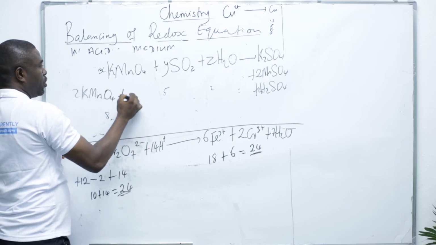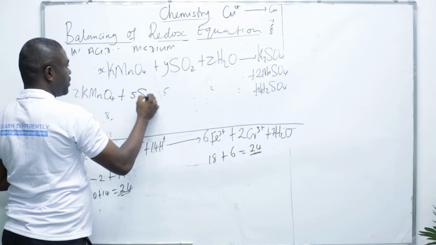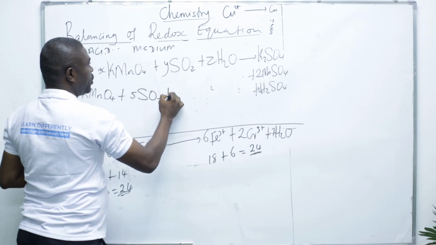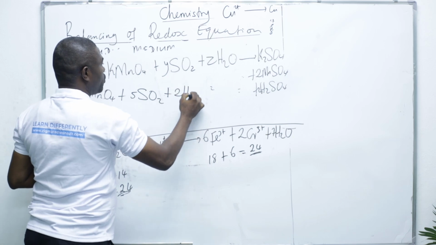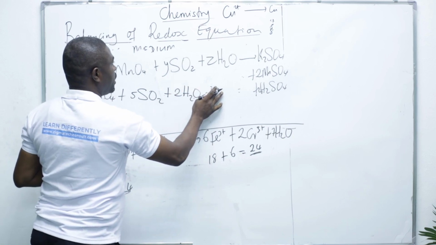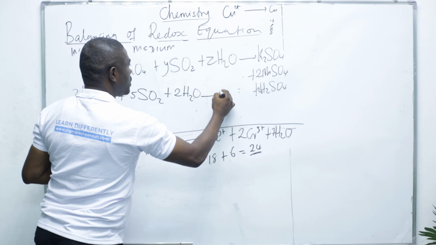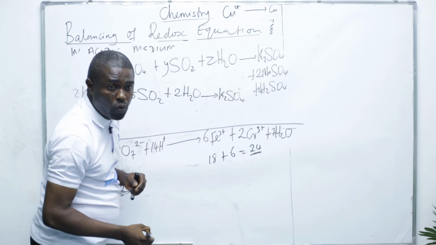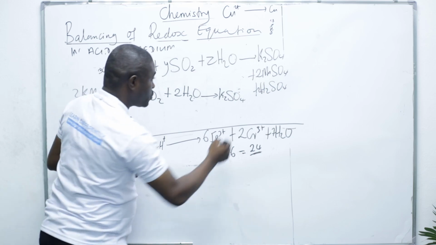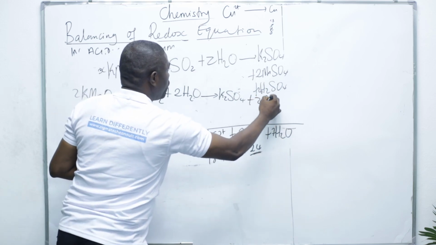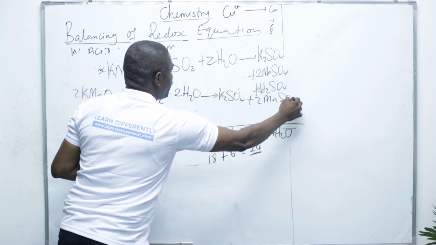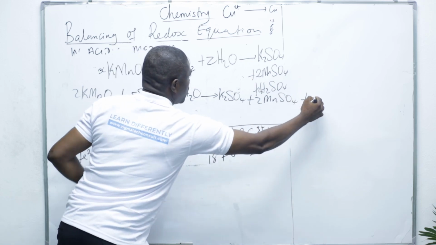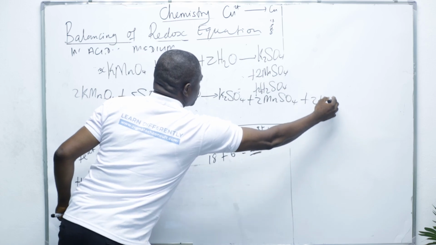That means our balancing is 2KMnO4 plus 5 moles of sulfur dioxide plus 2 molecules of water. Then that gives us potassium tetraoxosulfate 6, which has 1 mole, plus 2 moles of manganese sulfate, and finally plus 2 moles of tetraoxosulfate 6 acid.